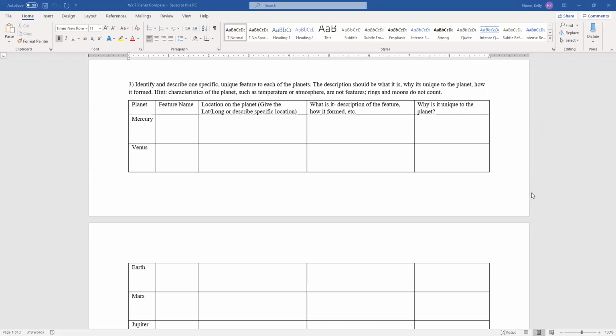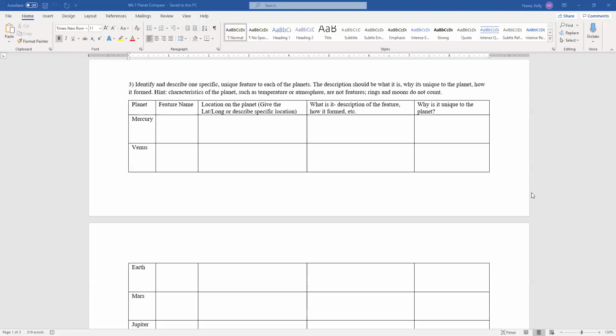It's asking you to find a specific unique feature to each of the planets in question. Now, telling me that Venus is really, really hot and has a greenhouse effect is not unique to that planet and is also not a specific feature that you can pinpoint a location on Venus. One, because greenhouse effect happens in the entire planet, so it's not a particular unique feature that can be pinpointed. And two, Earth also has a greenhouse effect, so it's not unique to Venus.